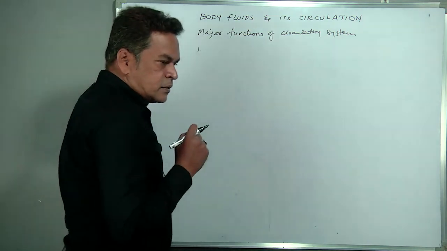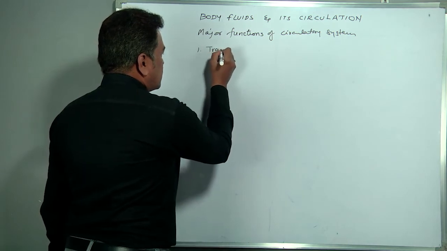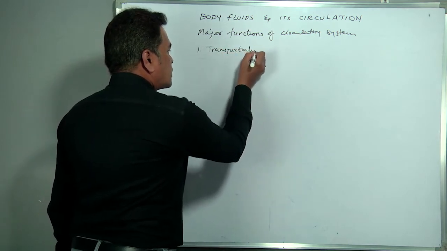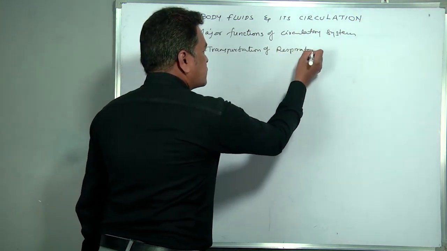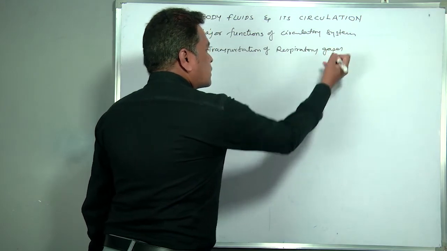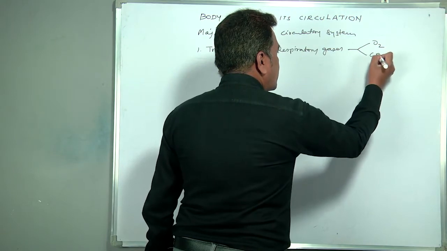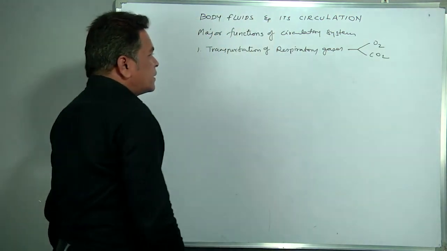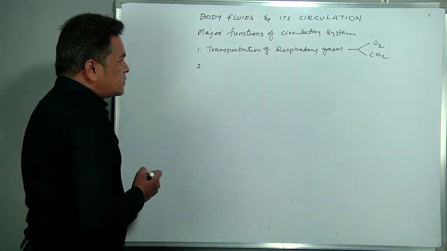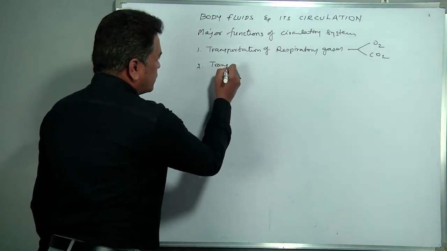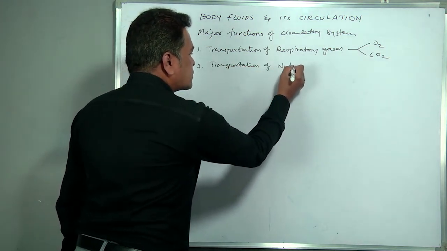See, the first function here we can take is transportation. Transportation of respiratory gases, that is oxygen and carbon dioxide. We understood this in detail in our earlier chapter. The next function here is transportation of nutrients.